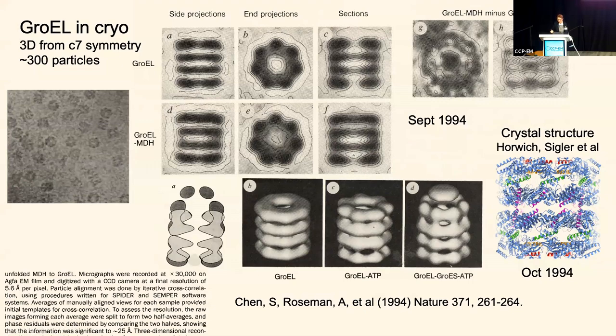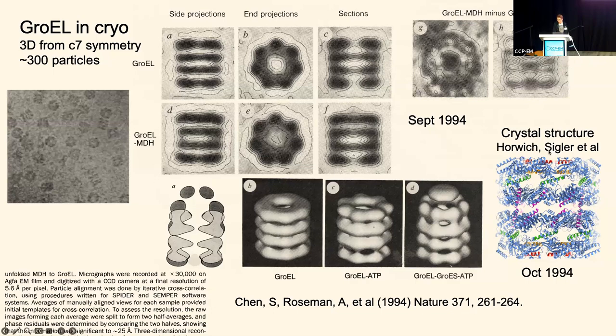You can denature malate dehydrogenase, throw it at GroEL, and then add GroES and ATP, and you can get folded MDH. So that was pretty exciting. And we actually got density. We had difference maps where we could see the MDH sitting in one of the outer layer of one of these cavities. So that was pretty exciting. That was, I think, September 94.